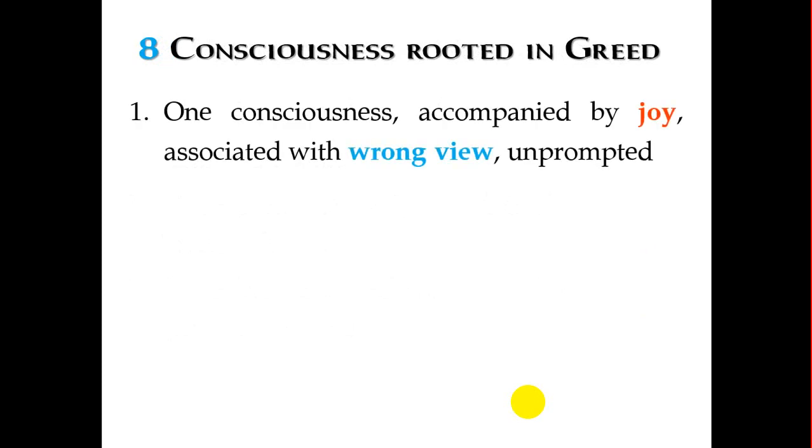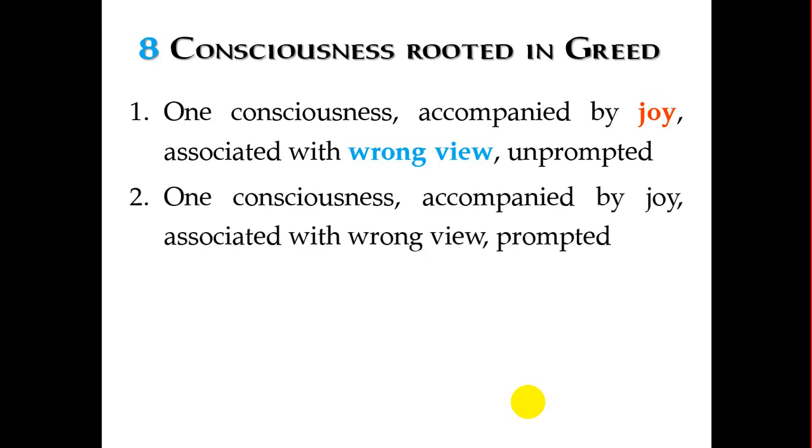Number one consciousness, accompanied by joy. Actually here, I forgot to write the Pali. Somanasa. Somanasa means mental pleasant feeling, right? One consciousness accompanied by joy. So this is very important. Joy, or pleasant feeling, is very important. Associated with wrong view, diṭṭhi, is very important here. Associated with wrong view, unprompted, right? So there is the first consciousness.